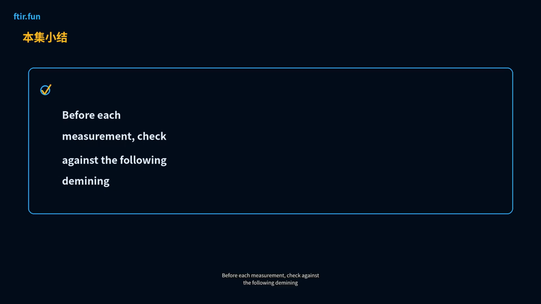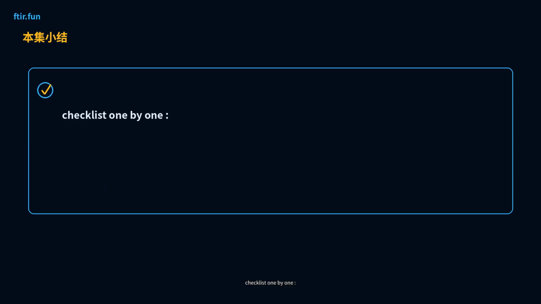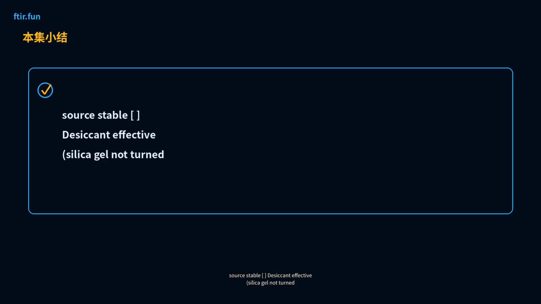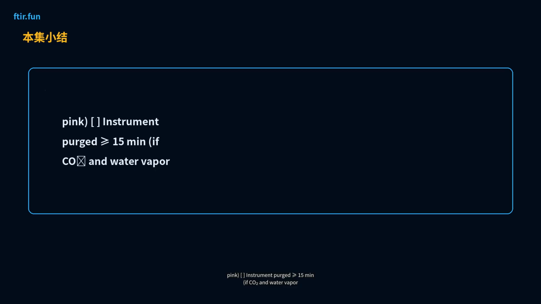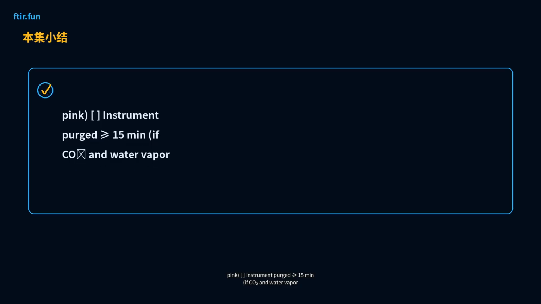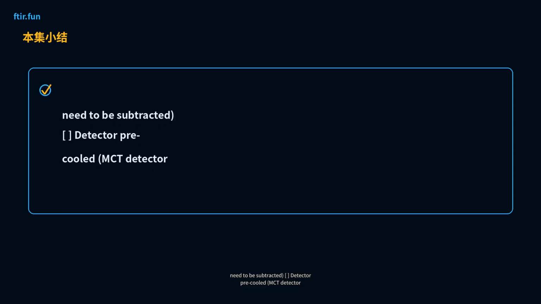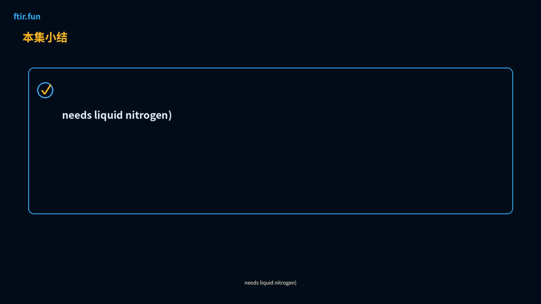Before each measurement, check against the following items one by one. Lamp has been on for at least 30 minutes. Source stable. Desiccant effective, silica gel not turned pink. Instrument purged for at least 15 minutes, to remove CO2 and water vapor. Background to be subtracted. Detector pre-cooled, for an MCT detector, meaning liquid nitrogen.